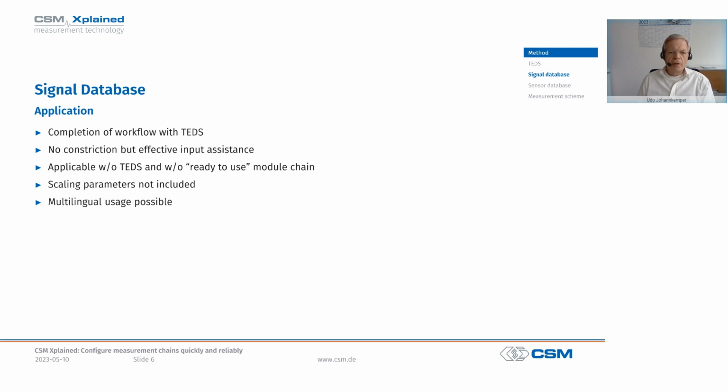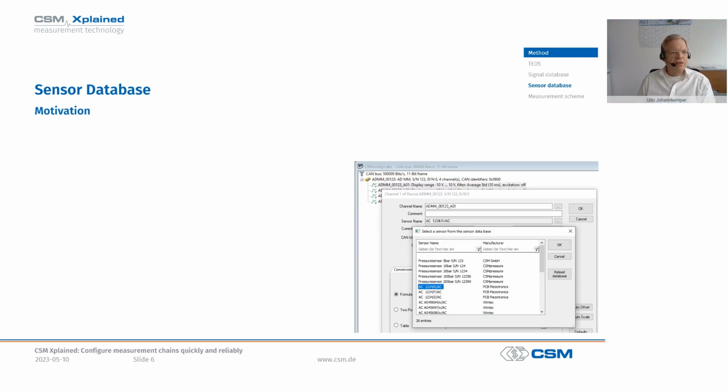So finally, the combination of TETs and signal database is clear, but what if my sensor does not have TETs? Sensor database is just an answer for that. And why use sensor databases? It adopts all parameters of a particular sensor for a channel. It's just like the TETs did in the slides before. So it's a substitute if TETs is not available or the chain is not available.